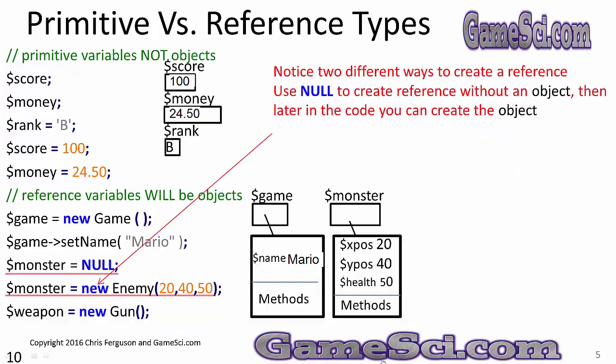Notice the 2 different ways to create an object reference. Use null to create a reference without an object. So at the top of the code, you know you're going to need an object. You just don't have one for it yet. You can declare your variables and assign them null. Then later in the code, you can create the object itself. And again, that equal sign on the second line is not an accident. You know that object that I created here on the right side? I want monster to access or reference that.